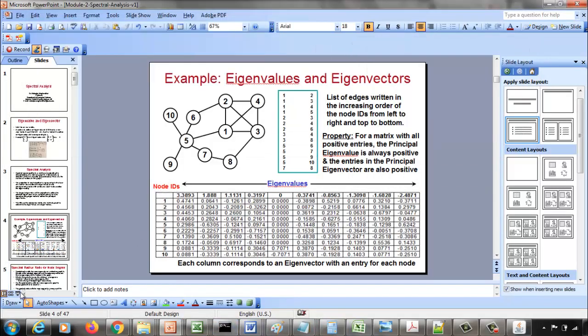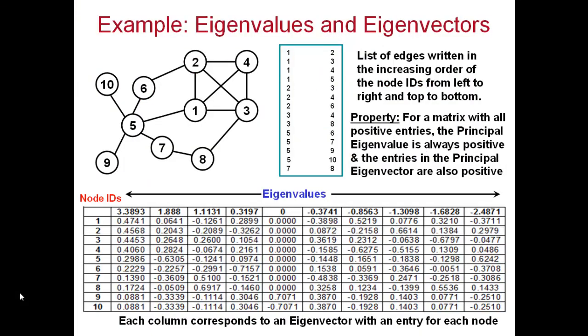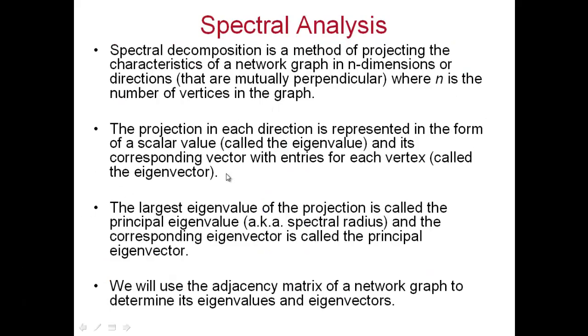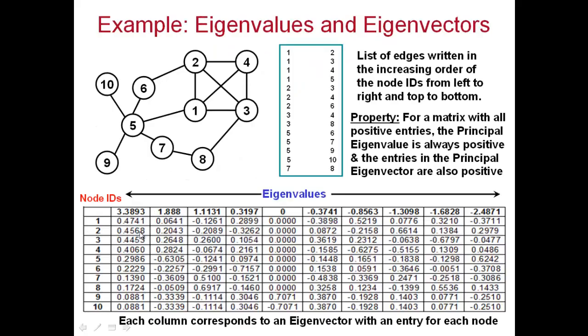Okay, so one property involving the eigenvectors is this. Somewhere I would have mentioned that the directions in which you are projecting the graph are mutually perpendicular, and what it means is the eigenvectors, or the projections in the different directions. So you have 10 vertices, you're going to have 10 projections in 10 different directions, and the direction that gives you the maximum amount of information about the graph is the principal eigenvalue, and that's the corresponding principal eigenvector. So that's why we make use of that most of the time. That projection gives us the maximum information about the graph.